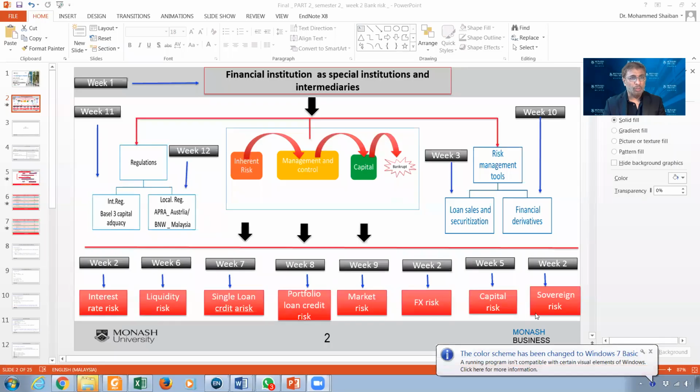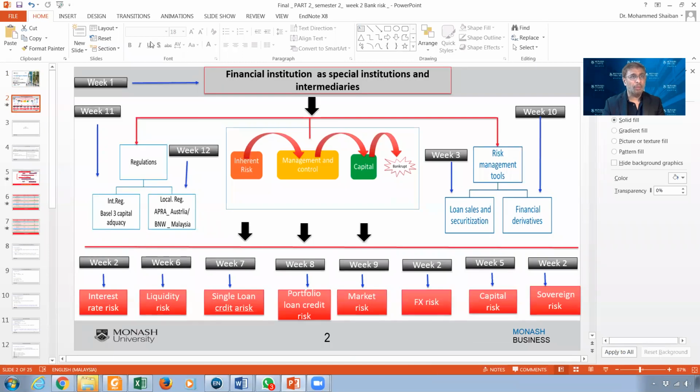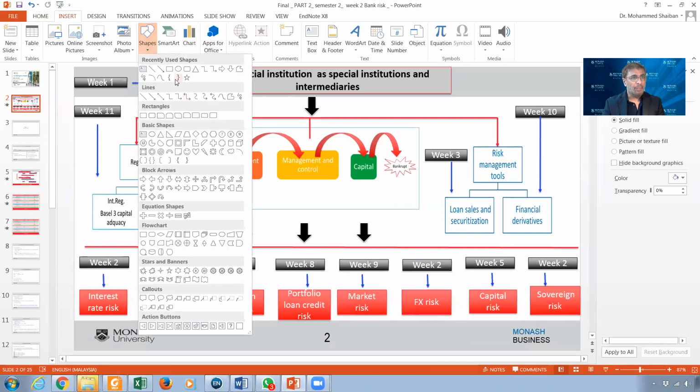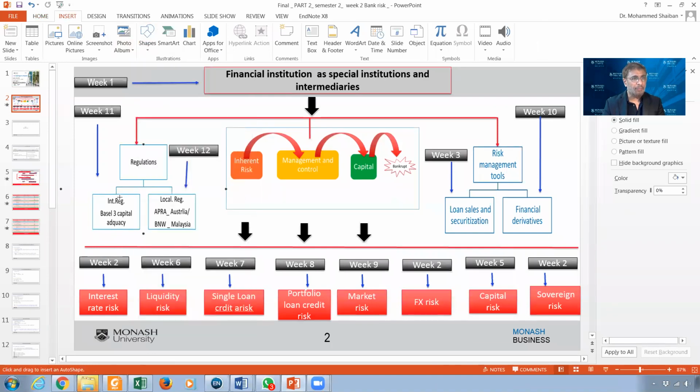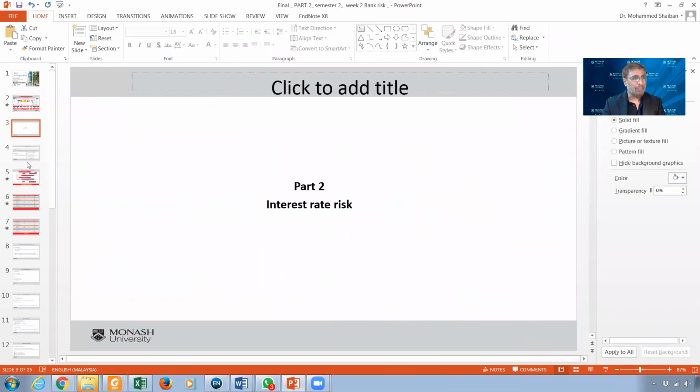Now, if you allow me, I will share my screen, and this is over 20 slides. Hopefully we'll just, okay. So this is part 2. And again, I will remind you that today we are talking about this specific risk, interest rate risk, as part of our matrix of risks. So this is actually part 2.